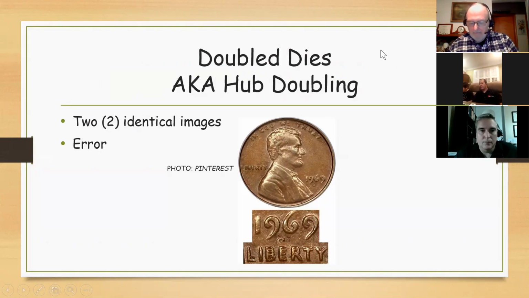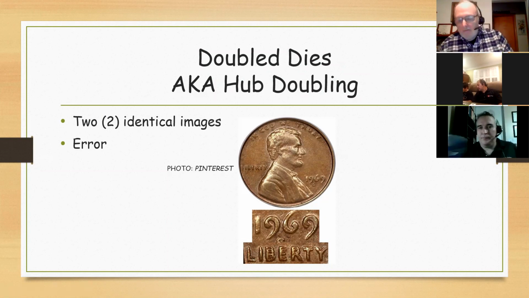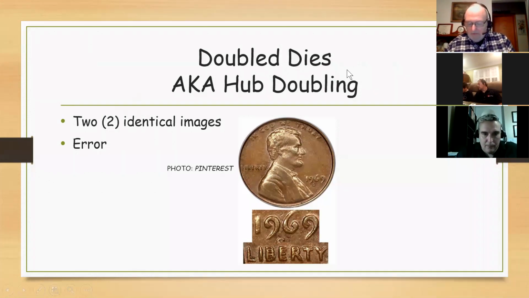Basically, double dies are actually several impressions from the coin hub to make a coin die. If the mint employee does not align the hub perfectly above the coin die, a second impression will result on the coin die, and that is slightly off center usually, as you can see with these pictures here. They're two identical images, but they're a little bit off from each other.